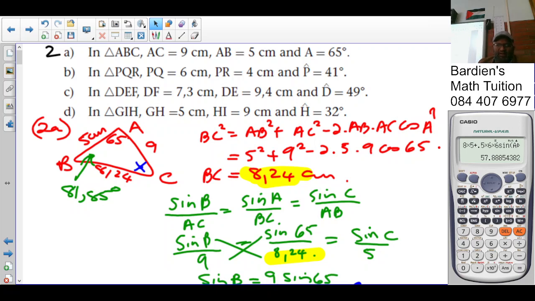So today we're looking at heights and distances. We dealt with the angle of elevation and depression in grade 10, when we did trig there.